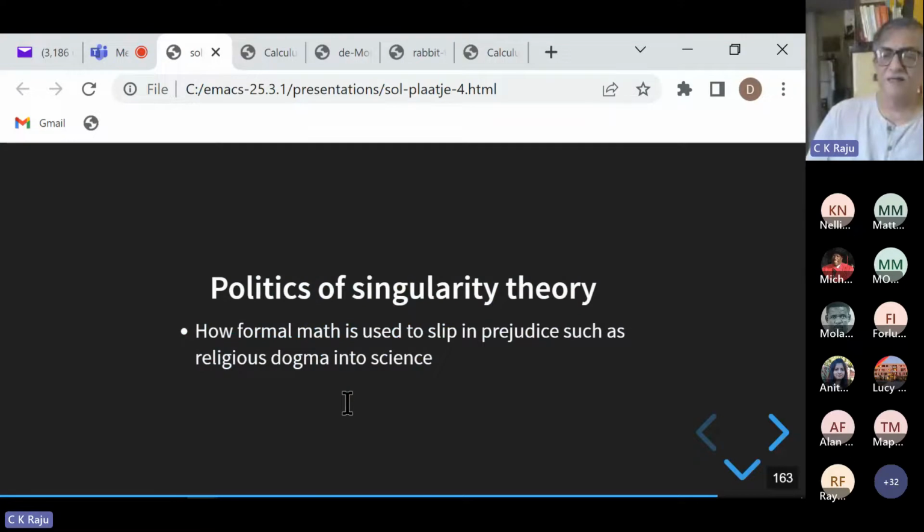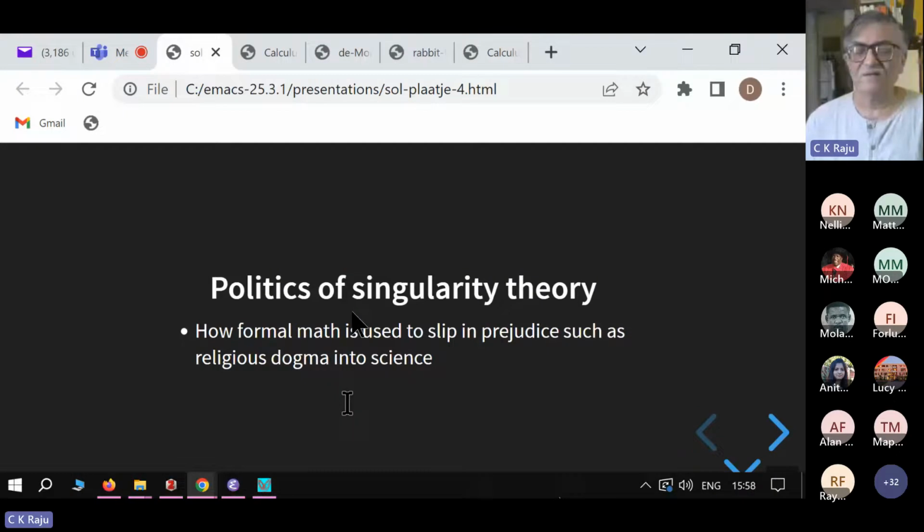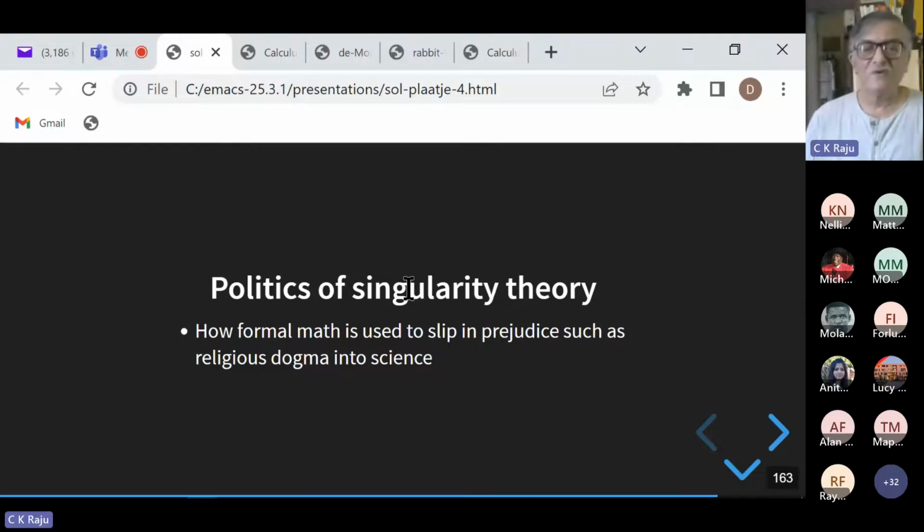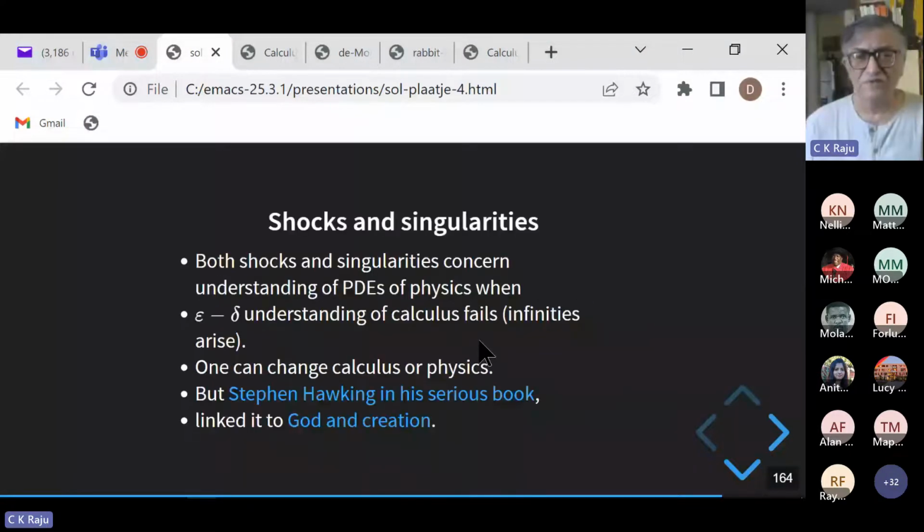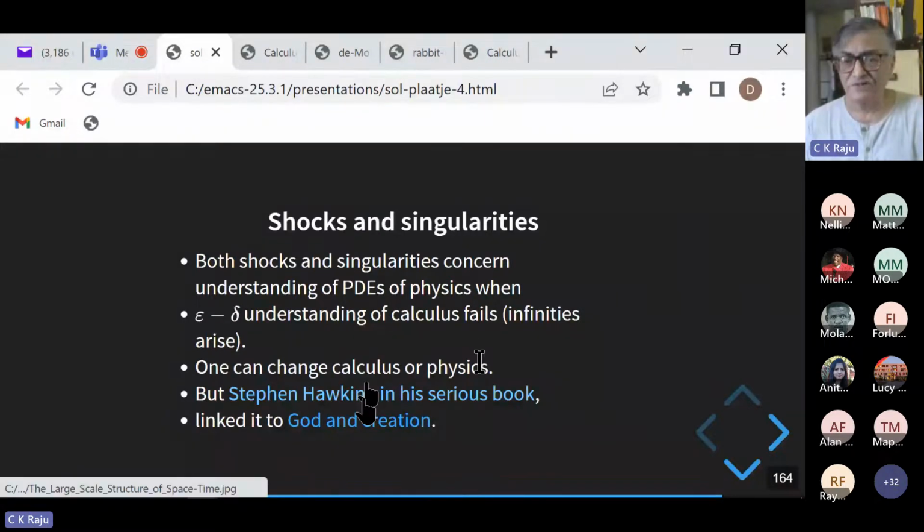I want to go to my last topic. I am doing all right. I'm a little over time. Because there is such a difficulty here, there's a politics which gets into singularity theory, which I want to talk about. Shocks and singularities are similar: differentiability fails. What do you do? You can change calculus or you can change physics. But Stephen Hawking, in a serious book, which is the serious book?